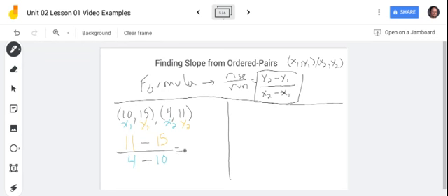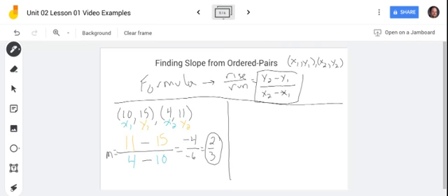Now I'm going to do the subtraction. So 11 minus 15 is negative 4. 4 minus 10 is negative 6. And then I'll reduce. Negative 4 divided by negative 6 is positive 2/3. And there's my slope. Let me drop an m equals in front. There's my slope.